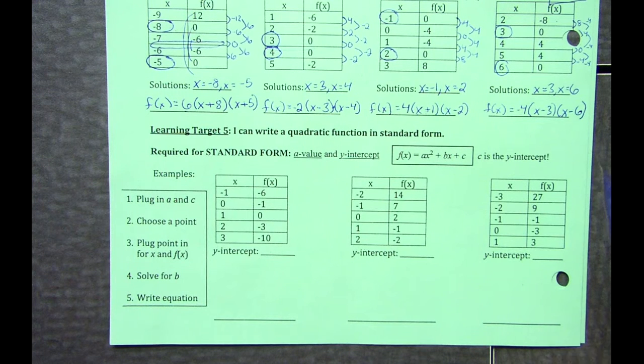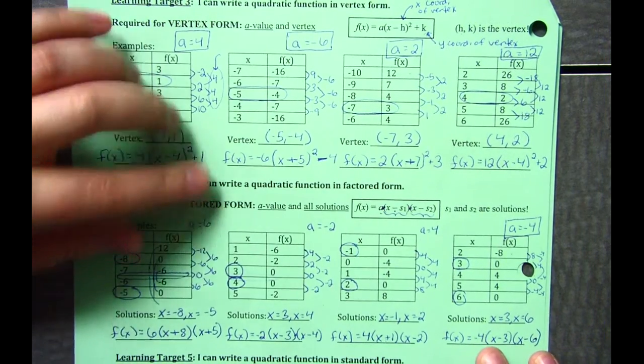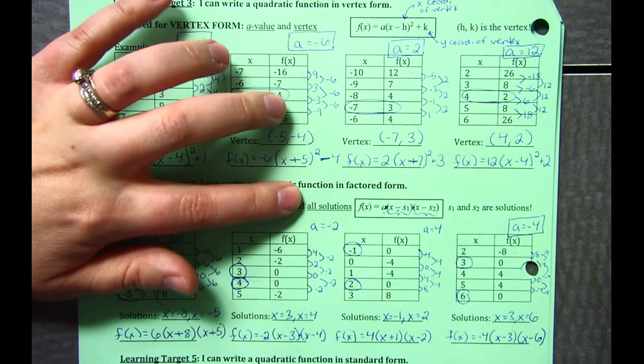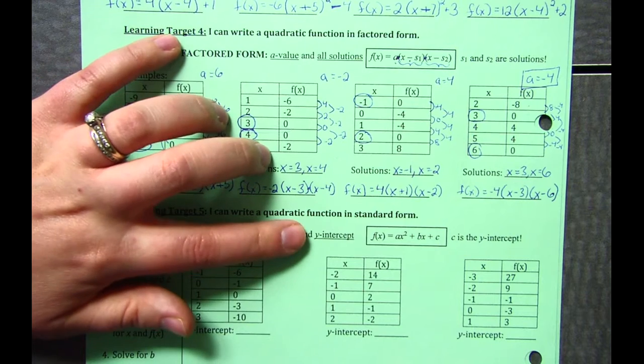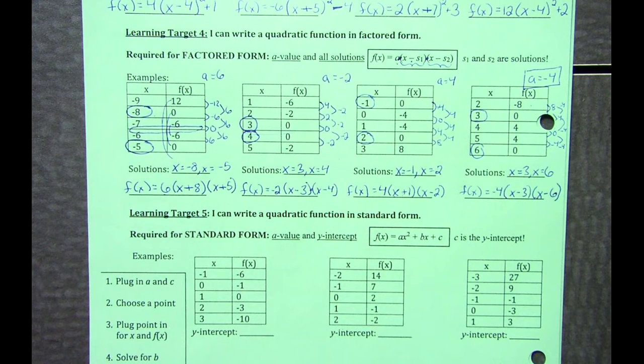So over the last couple of days, we've learned how to write functions in vertex form and write functions in factored form. For vertex form, we needed the a value and the vertex. For factored form, we needed the a value and all of the solutions. For standard form, we need the a value and the y-intercept. So if you don't have both solutions, or all of the solutions, and you don't have the vertex, you can still write a function for it if you have the y-intercept.